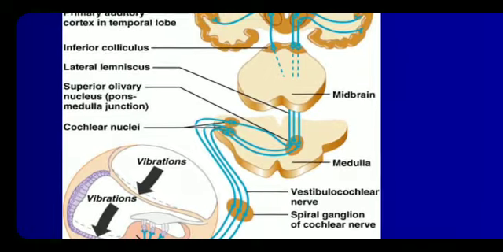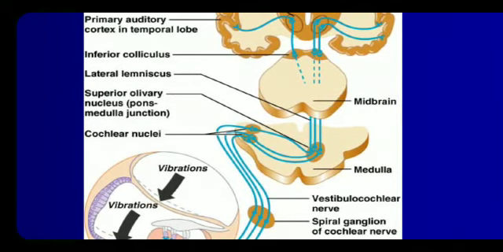So the third order neurons have their cell bodies mainly in the superior olivary nucleus and in the nucleus of lateral lemniscus. So you can see in the diagram. The superior olivary nucleus receives the large majority of fibers from the cochlear nuclei. Axons arising from the superior olivary complex form an important ascending bundle called the lateral lemniscus.